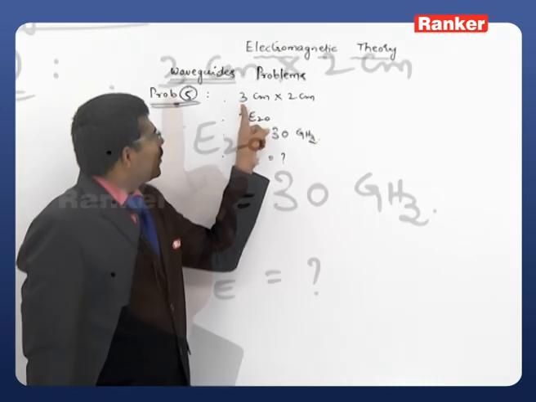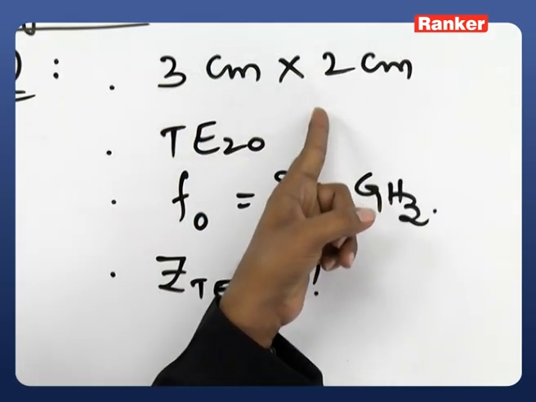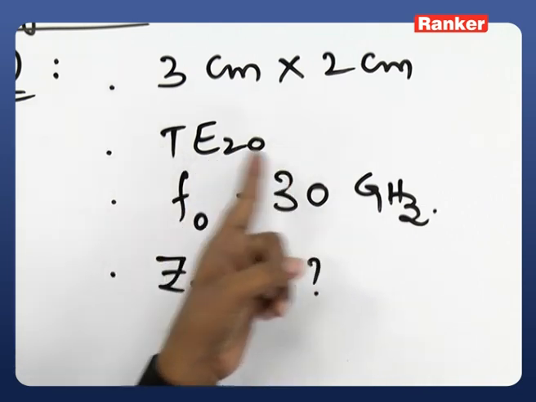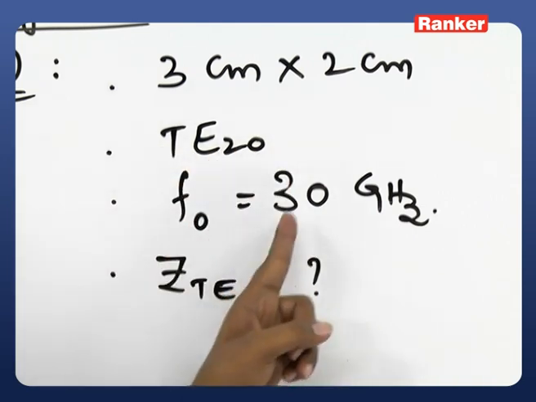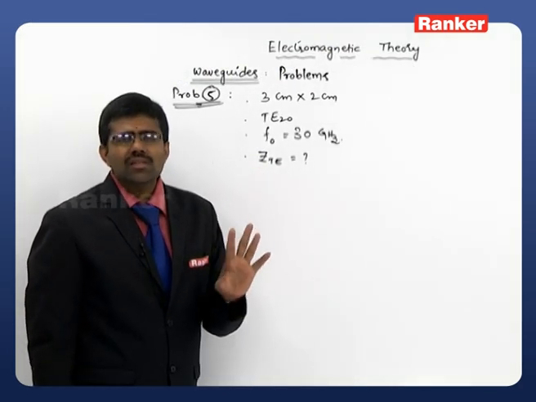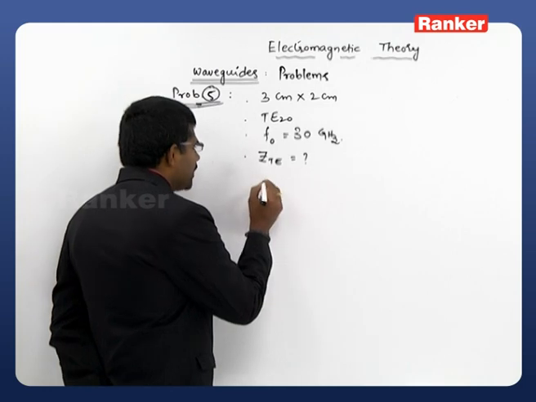Here a rectangular waveguide with dimensions 3 cm by 2 cm is given, and it is operating in TE20 mode at a frequency of 30 GHz. We require the wave impedance. So what is the simple formula for wave impedance? Just write down the formula for wave impedance.